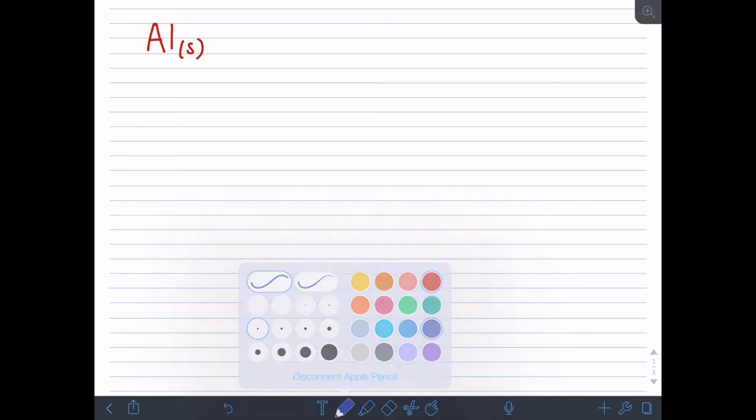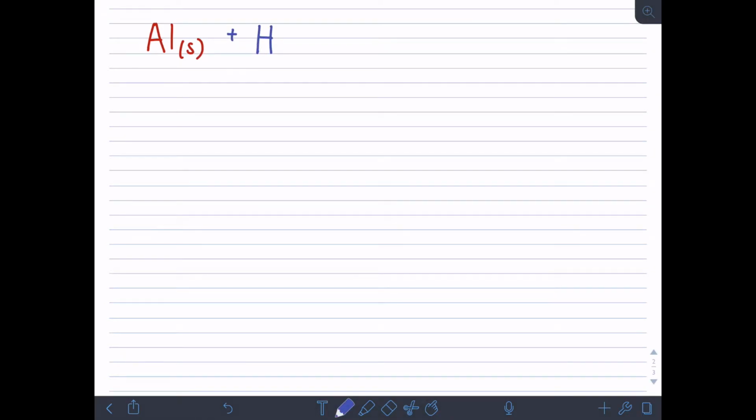Now let's look at how to combine half reactions, check our half reactions, and determine whether or not these reactions will happen spontaneously. For this example, I'm going to look at a reaction that you have seen in the lab before, but now we're just going to look at it from a new perspective. If you react aluminum solid with hydrogen ions, a reaction will proceed.